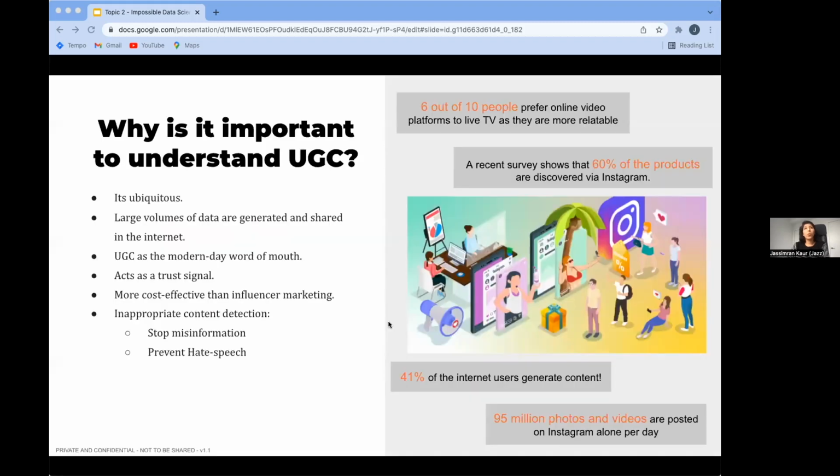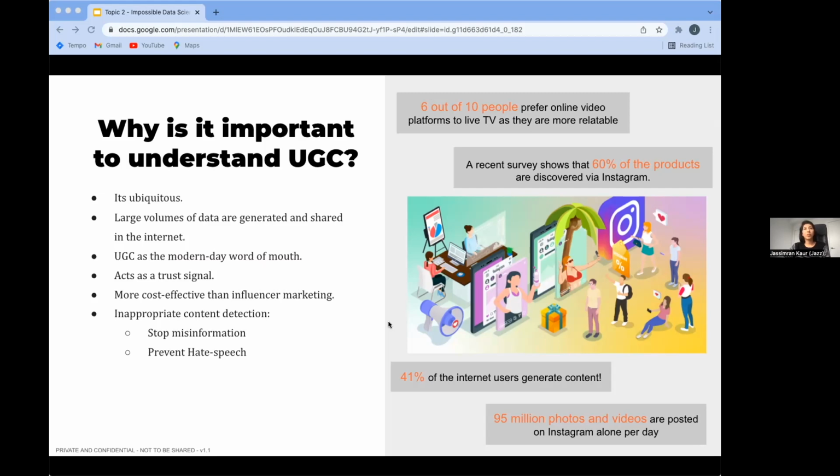So why is it important to really understand this content? You would see that it's ubiquitous, right? It's everywhere. Nearly 6 out of 10 people now prefer online video platforms to live TV, as they can relate to them more. Some surveys show that 60% of the products are discovered via Instagram. 41% of the internet users generate content. So you can imagine the volume, right? 95 million photos and videos are posted on Instagram alone per day. So we want to understand it for sure.